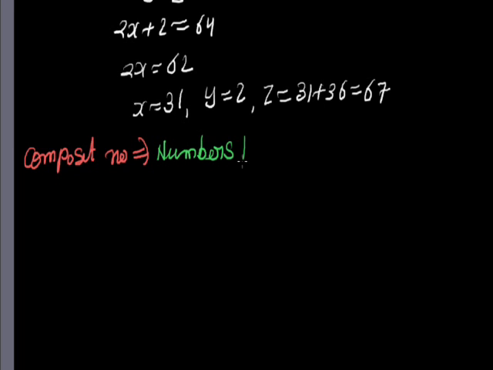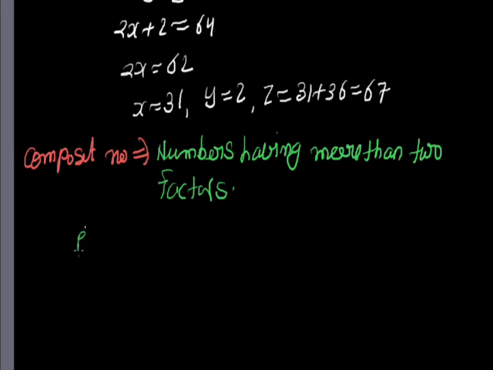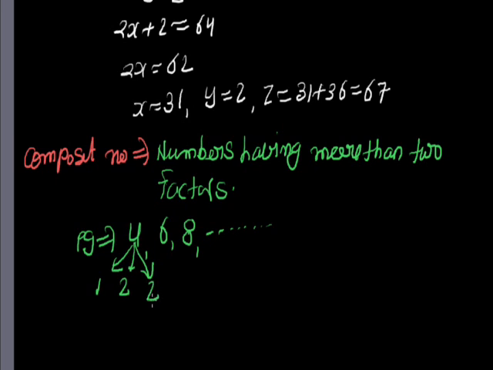Numbers having more than two factors are composite numbers. If you write down examples of composite numbers, they can be 4, 6, 8 and so on. If you observe 4, the factors of 4 are 1, 2 and 4. So this number has more than 2 factors. That's why it is a composite number. Or we can say it the other way: the numbers which are not prime are also composite numbers.